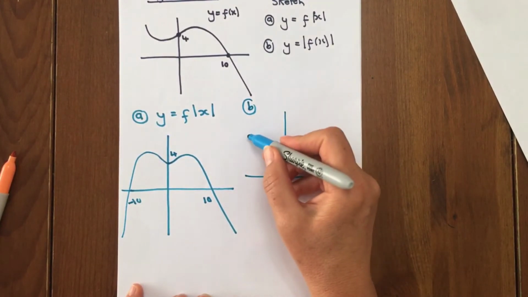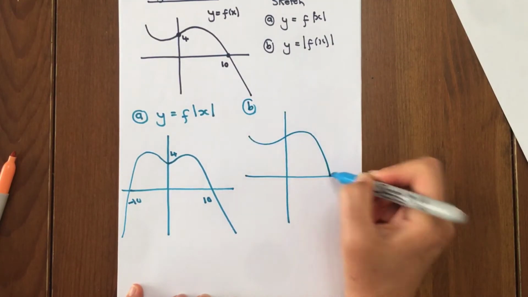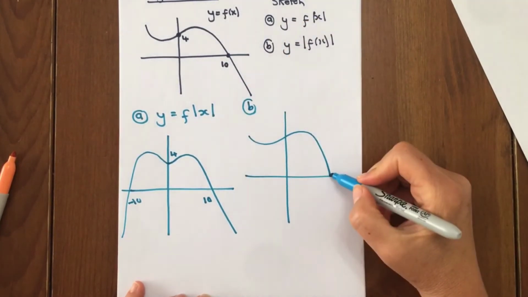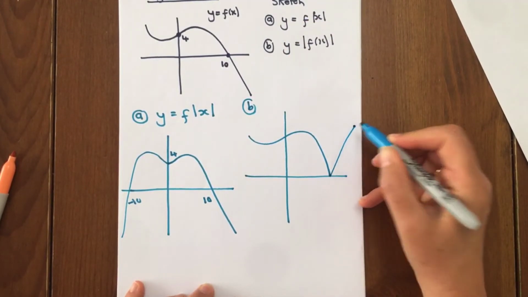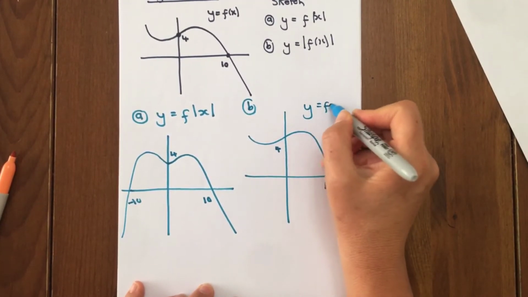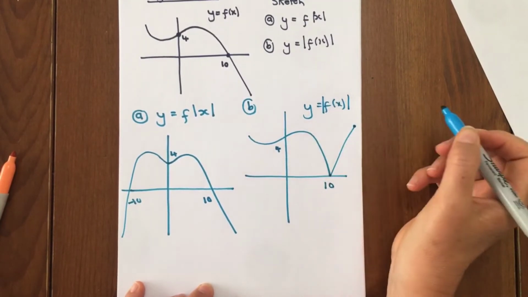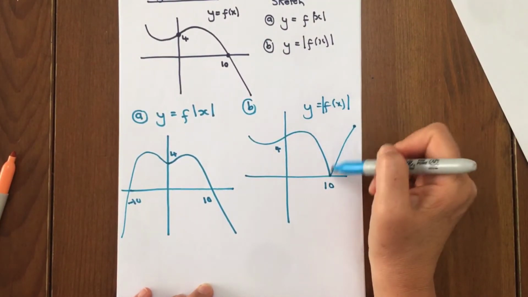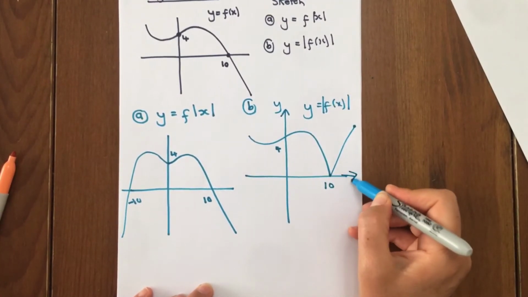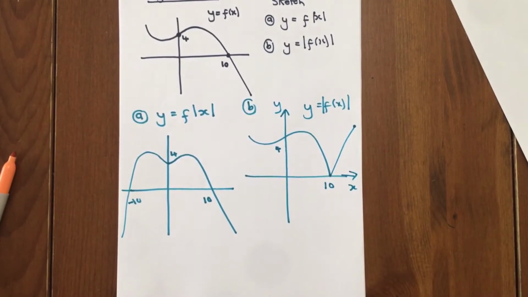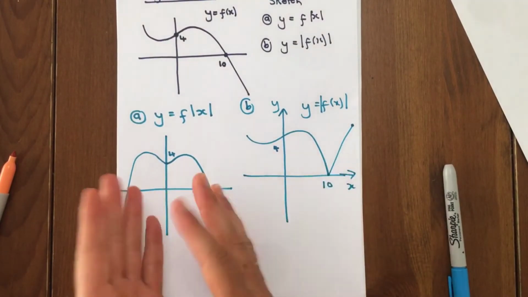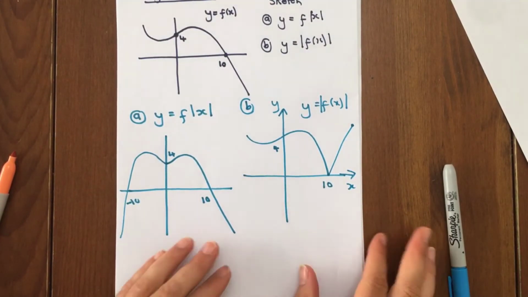And part B, everything above the x-axis will stay the same, and then this part will flip on the x-axis. So there's my values. So y equals the modulus of f of x. This is showing that everything is positive for my y, for all values of x. And it's knowing the difference between the two, understanding what they mean.